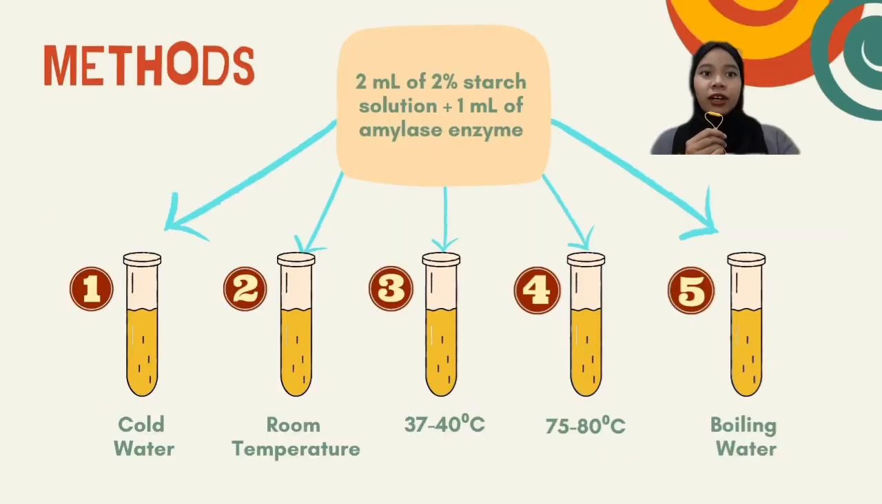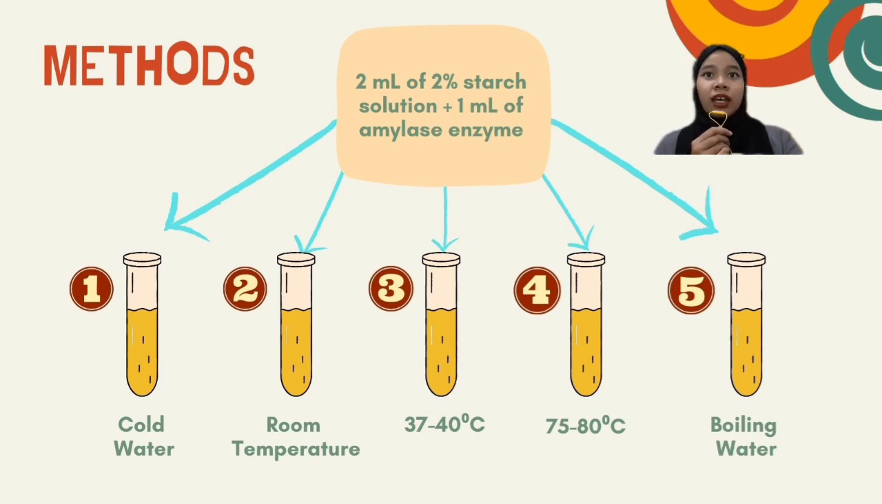Now, onto the methods. First, we have to prepare 2% starch solution and amylase enzyme. Then, give each tube 2 ml of 2% starch solution plus 1 ml of amylase enzyme. Then, give a different treatment to each test tube that has been filled. Tube 1 is inserted into a beaker glass filled with ice water.